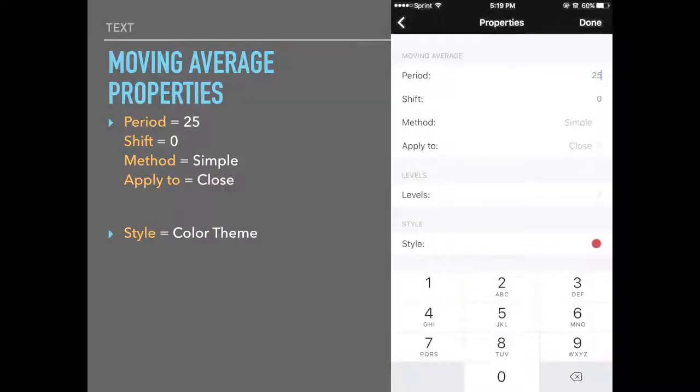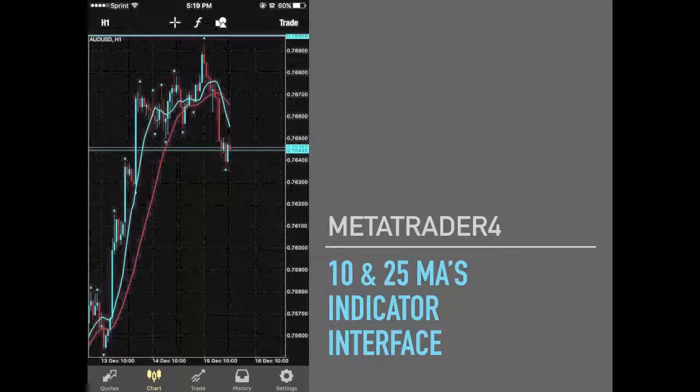Alright, so the second one we're going to set up is the 25 MA. So you're going to do the same thing. You're going to click add another indicator, click on the main window, click on moving average, and then it's going to show this property page right here. And you're going to put 25, 0, same thing, and the style is whatever color scheme that you want it to be. Mine is red. So it's going to look like this.